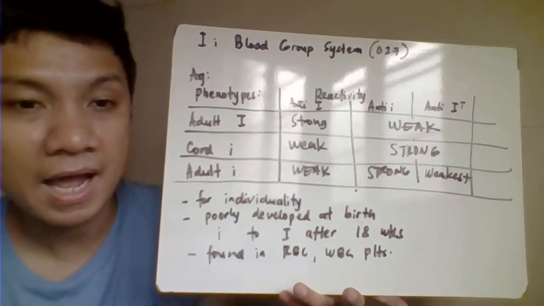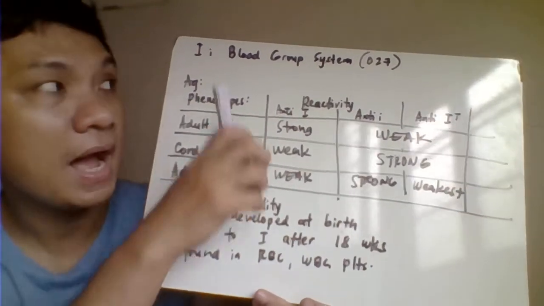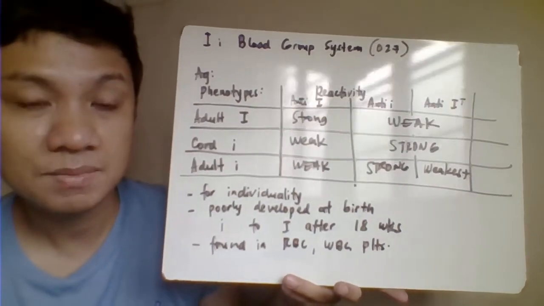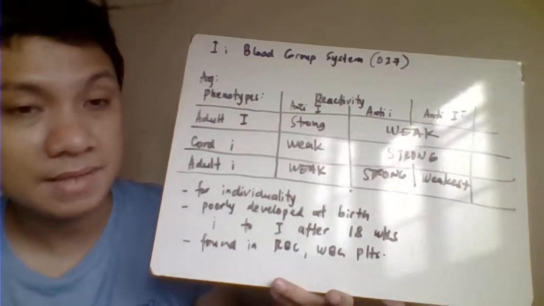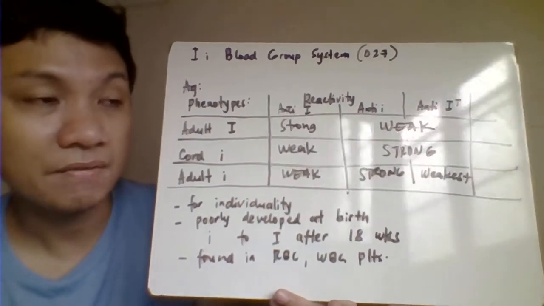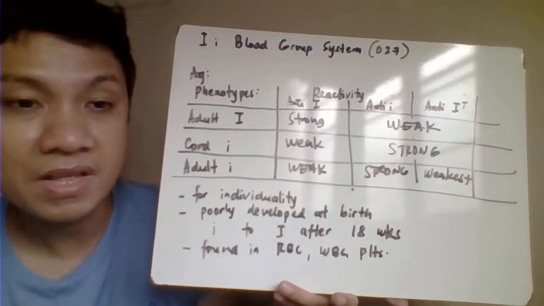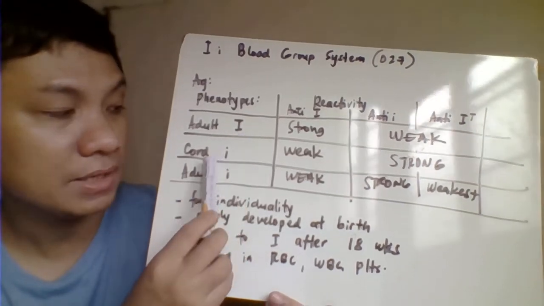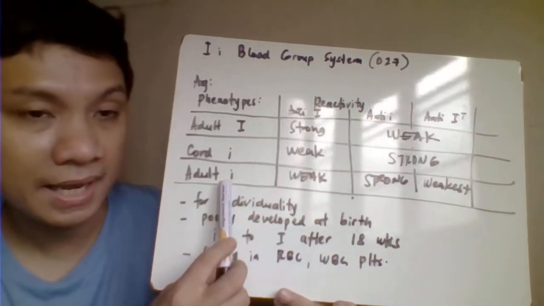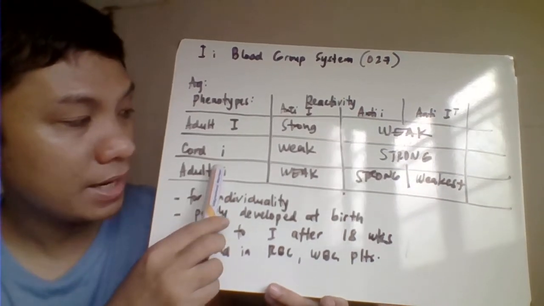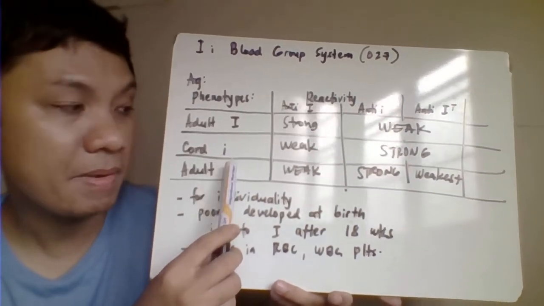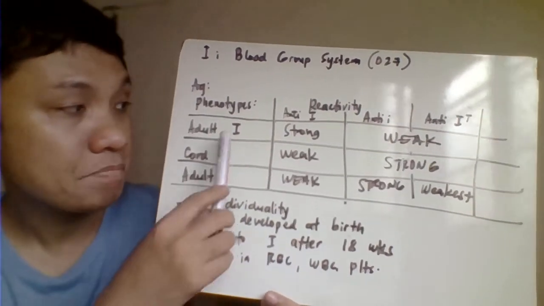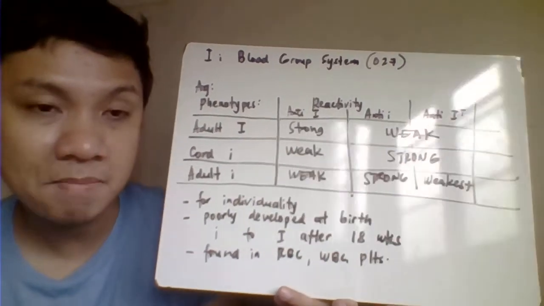Okay, now we go to your I blood group system. So this includes the bigger I and the smaller i blood group system. That one is designated by the ISBT classification number 027. So we have different phenotypes related to your I blood group system: adult I, the bigger I, cord i, the smaller i, and adult i. Basically, our patient as an infant or baby has this, but as we grow, it transforms to become the bigger I. How would you know which antibody is present in our patient?